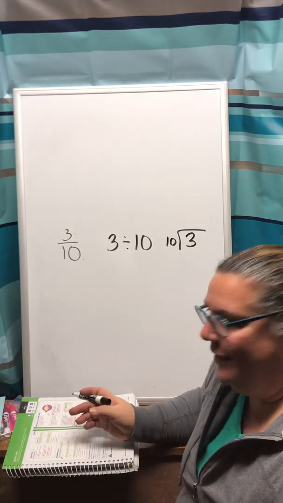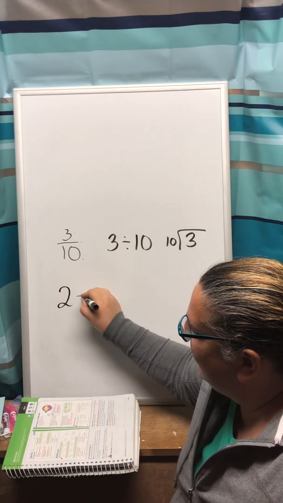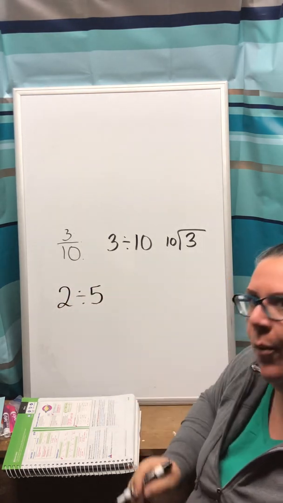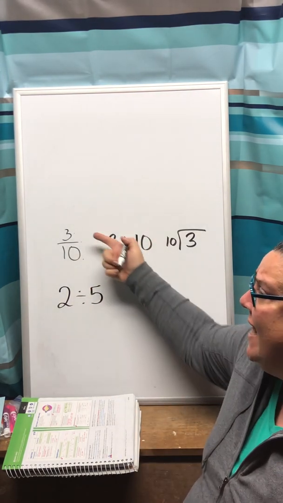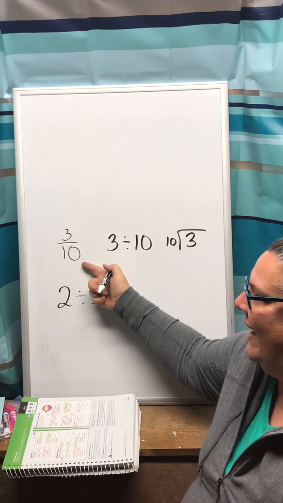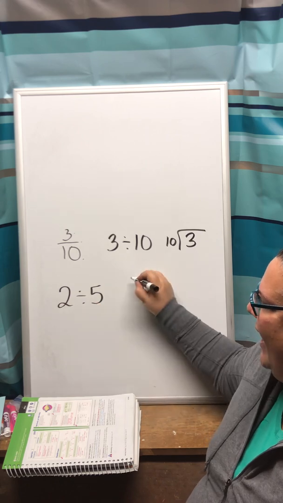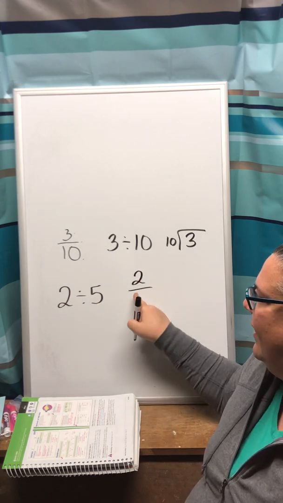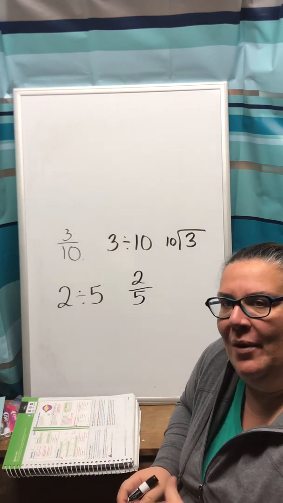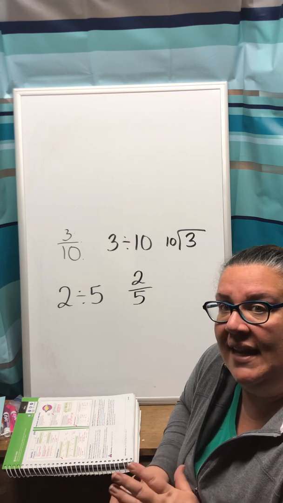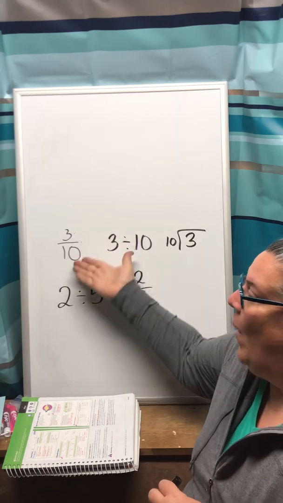For number 2, they're asking me to do the same thing, but this time they're giving me 2 divided by 5, and they want me to write that as a fraction. So if we go back up here, and I said this one would be 3 divided by 10, I'm going to now take what they gave me here, 2 divided by 5, and I know it's going to be 2 as my numerator divided by 5 as my denominator. If you go back to when we first started doing fractions, one of the things that I told you with the fractions, and even when we did division, is that this is a way to write a division problem.